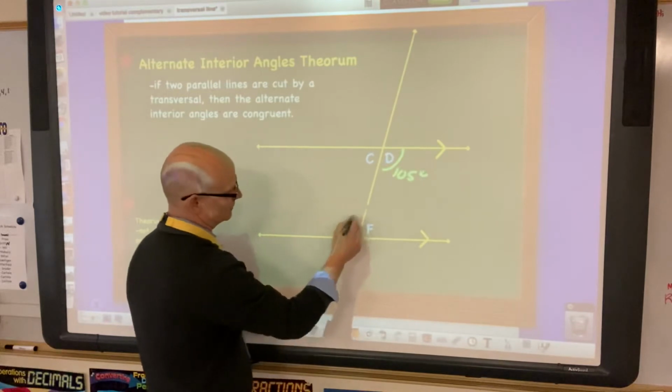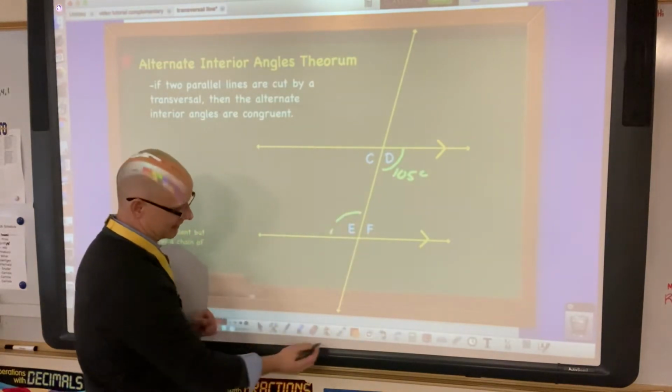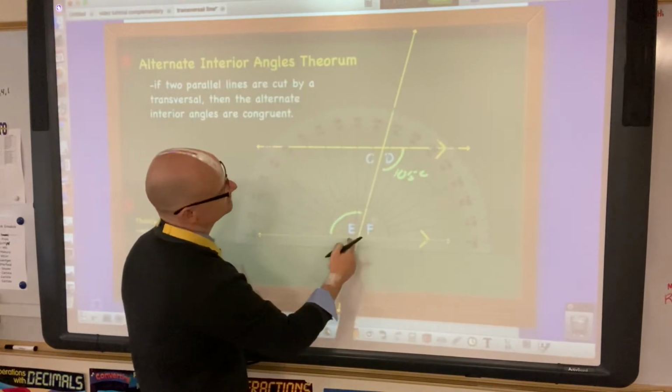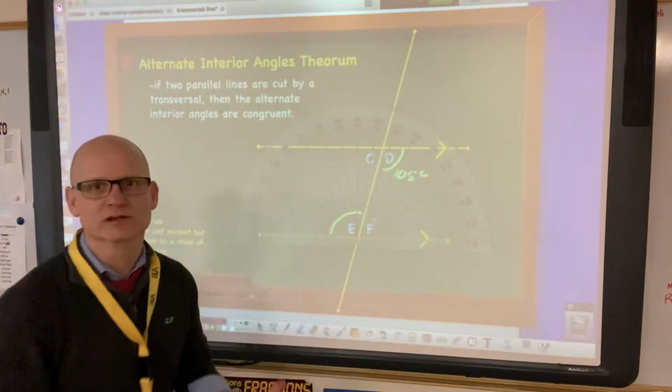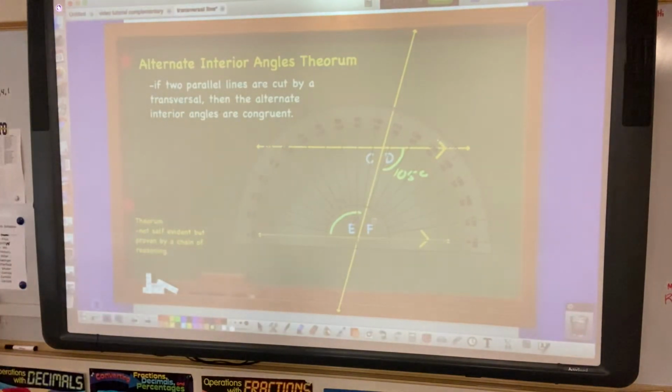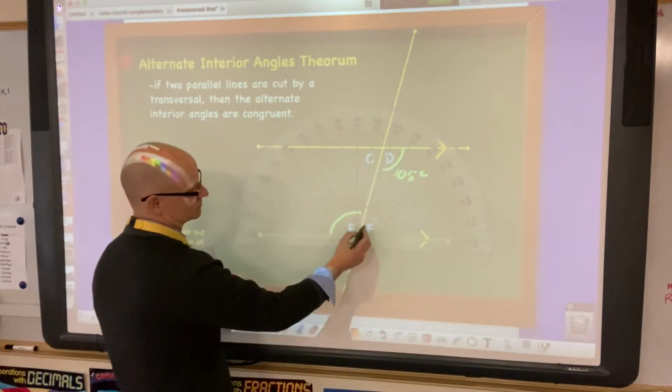That means this angle here has to be 105. And if we use a protractor and measure that angle, we would see that it is 105 degrees. I don't know how well you can see that on your video, but that angle there is, based on this protractor, 105 degrees.